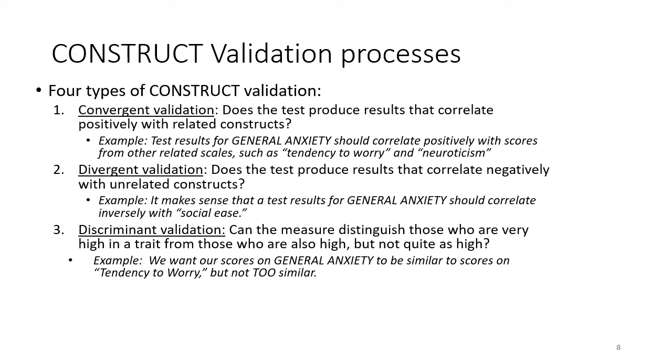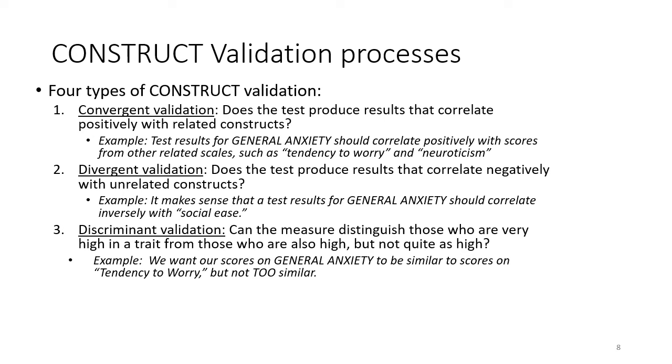Discriminant validation. Can the measure distinguish those who are very high in a trait from those who are also high but not quite as high? And so that might seem odd to you the way it's written, but what you're trying to do is discriminate a new construct. So if we think our general anxiety scale is measuring a brand new construct that's just not quite measured in any other way, well then we want to have individual scores on our general anxiety scale be similar to tendency to worry, but not identical.